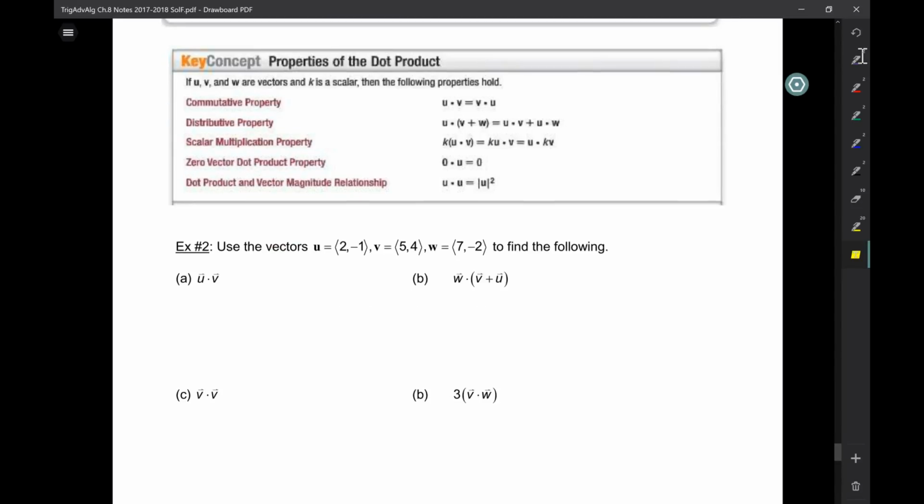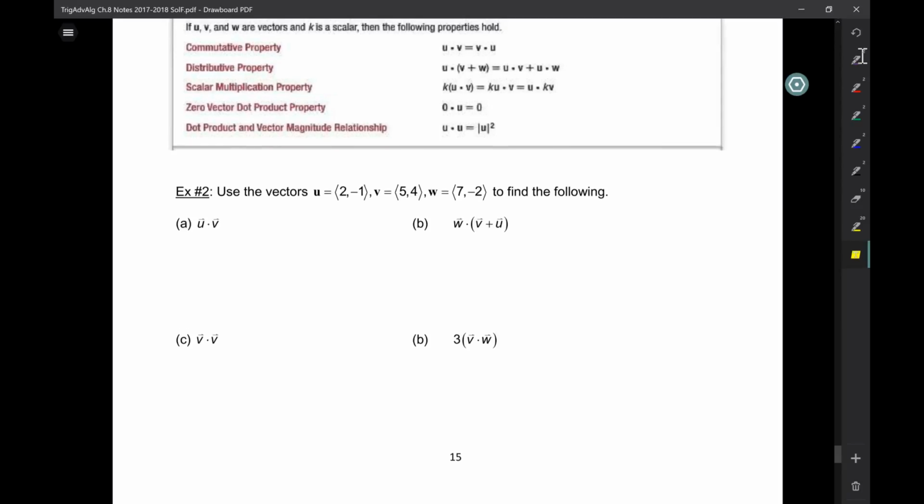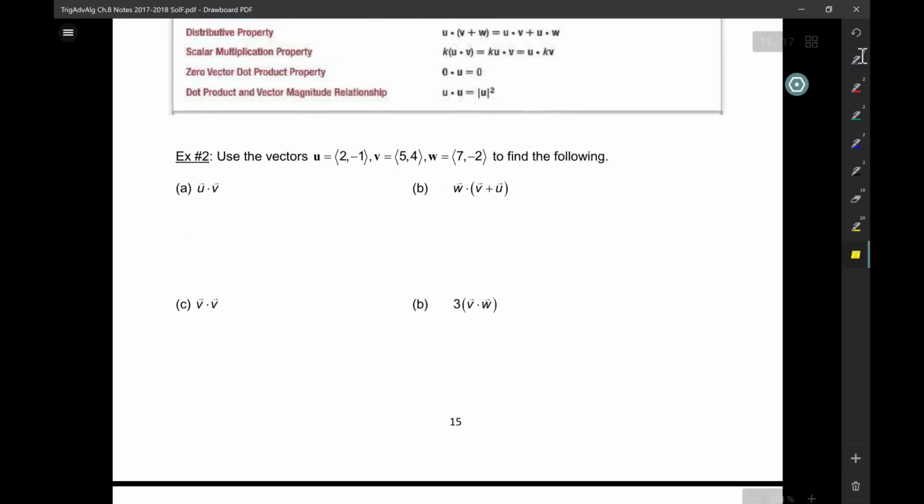Let's do some more vector stuff here, more dot products. Here we have u, v, and w. We're going to do u dot v. Just like before, go ahead and do u dot v here. I'll give you a minute. Just do u dot v and stop. So you have 2 times 5, and then plus negative 1 times 4, so it's 6.